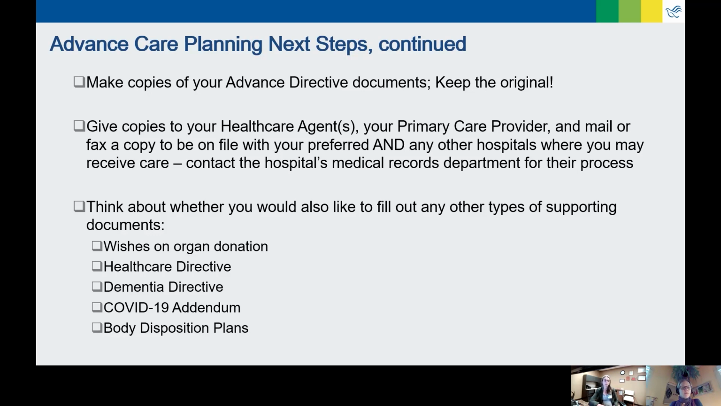Another is completing a healthcare directive. That's another component in some areas of the advance care planning process, where you would make decisions in a legal document around your wishes for life-sustaining treatment. If that's something you'd like to explore, we have a copy available on our website. The Dementia Directive, as Hillary pointed out, is another supporting document you could complete, along with a COVID-19 addendum and your plans for your body disposition. Any of these documents would be important to look into.